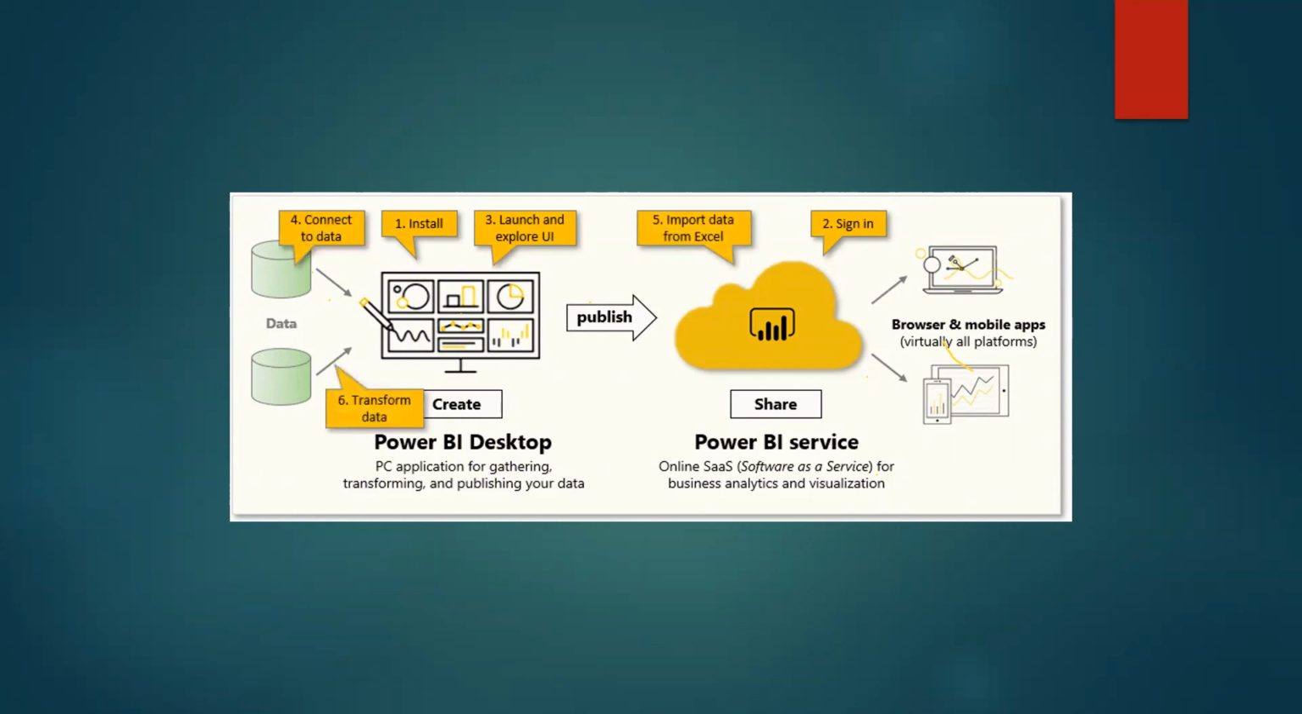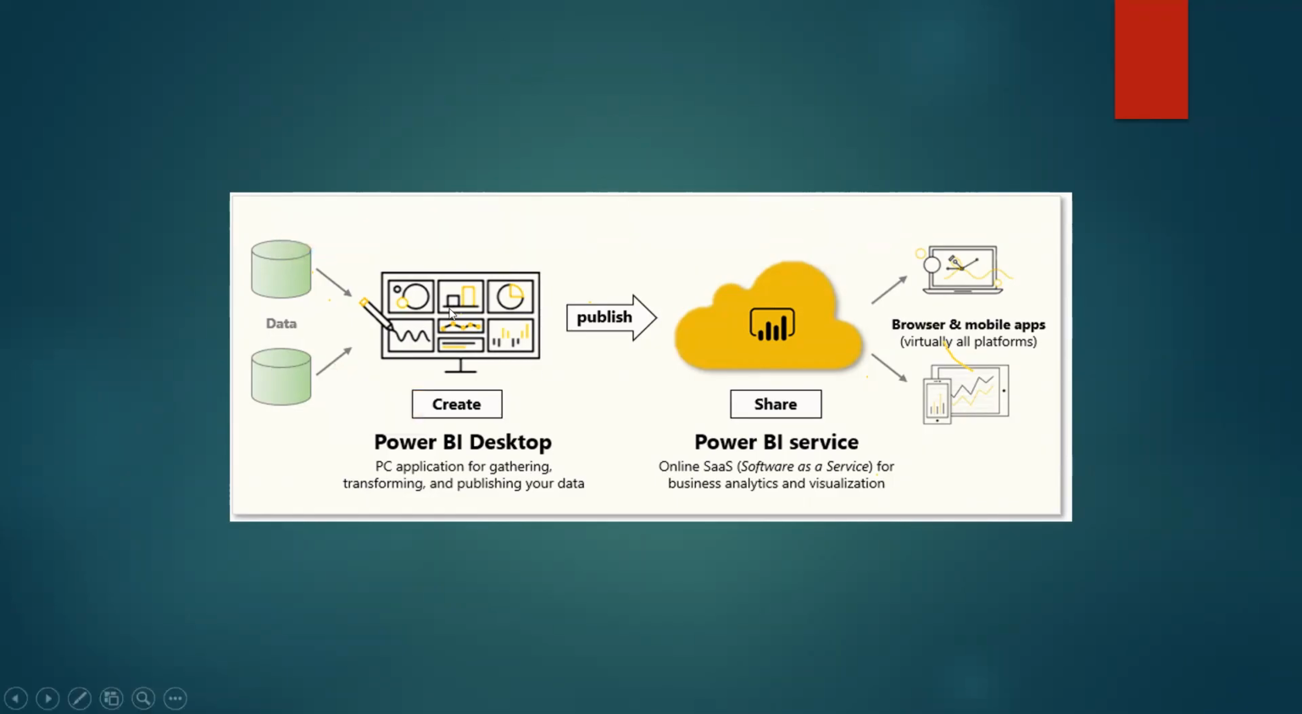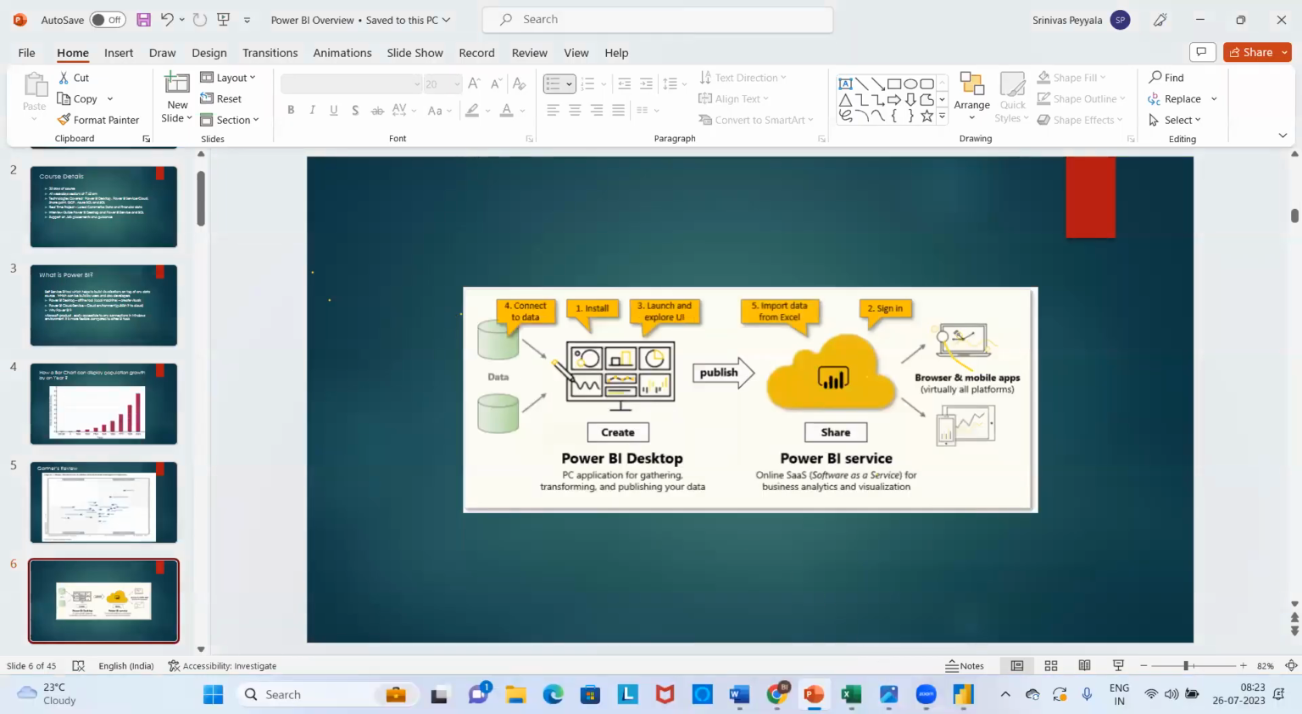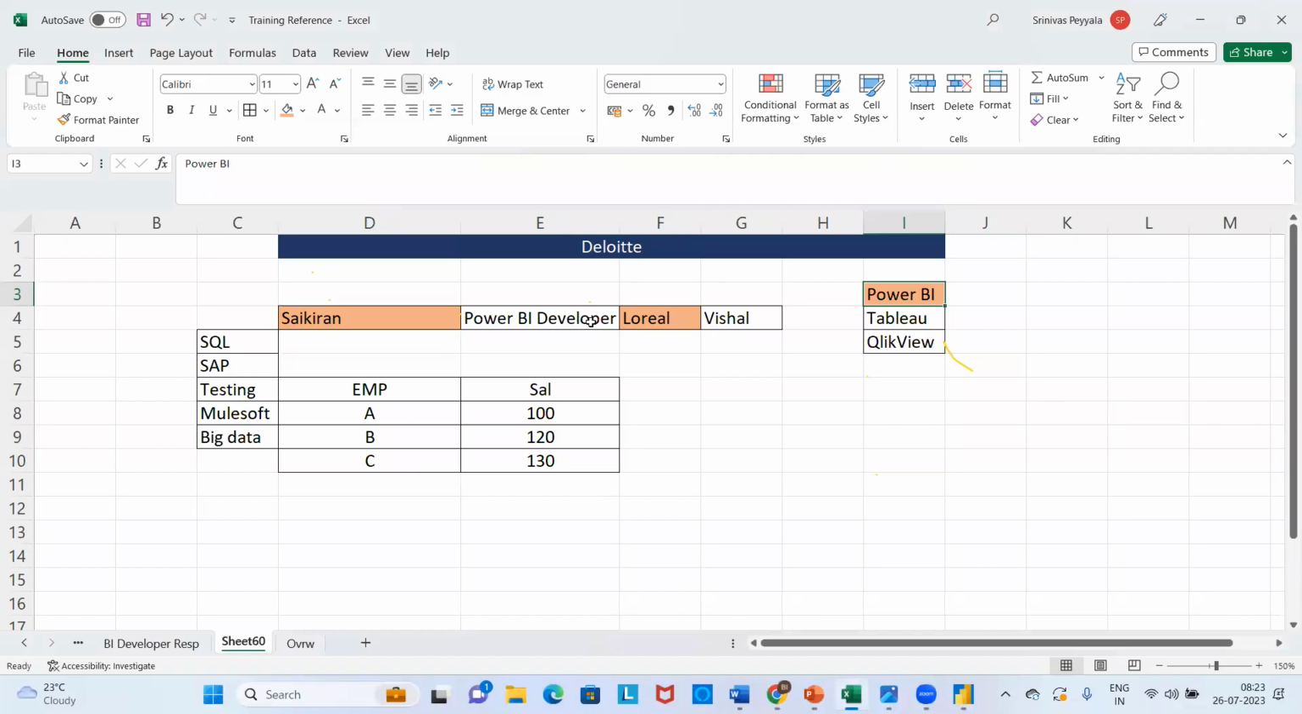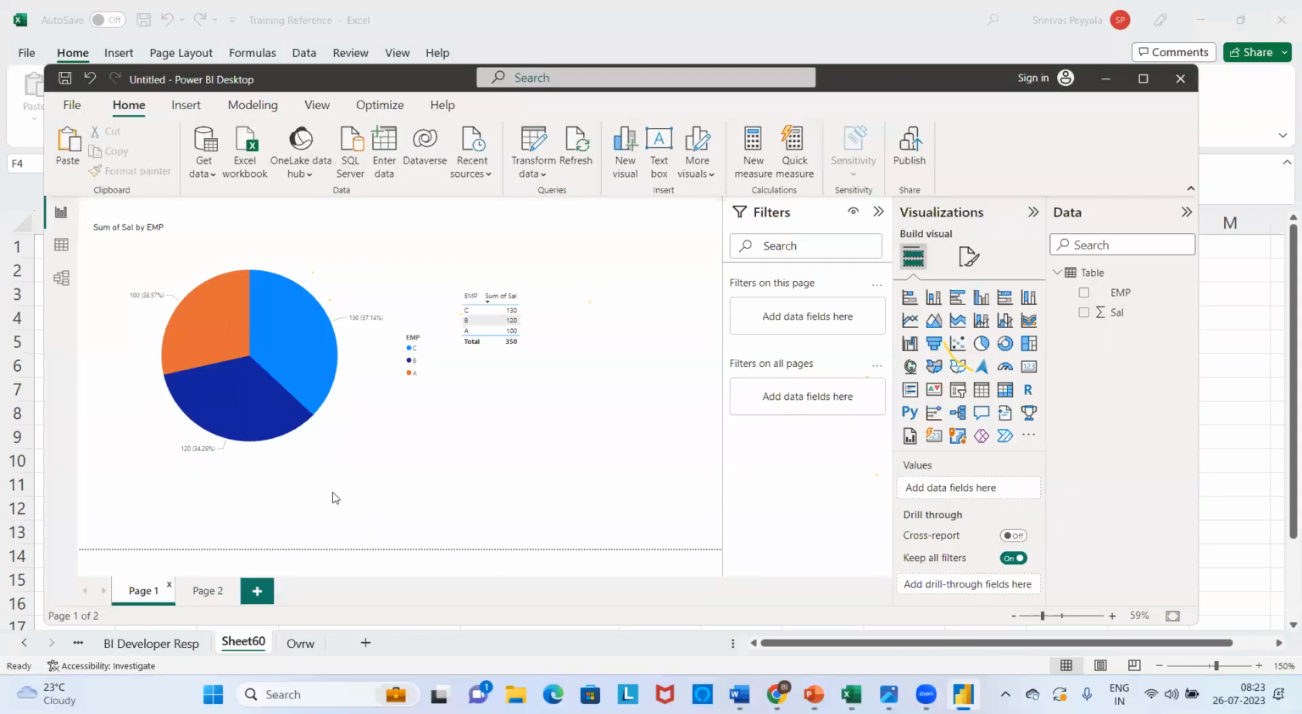What is your aim as a Sai Kiran? What is he supposed to do? He is working in a company. That company name itself, Deloitte. And he is working for a project in the Deloitte. He has got a project called L'Oreal. And he created some visualizations in the Power BI.